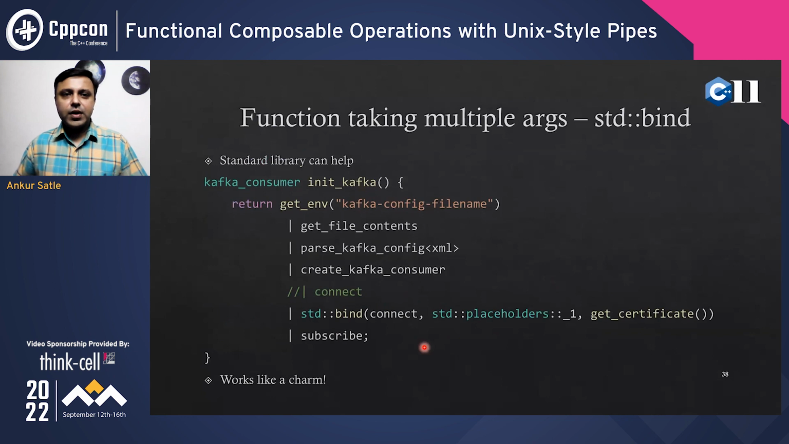All right. So function taking multiple arguments. You could also use Std Bind. As you see here, Std Bind takes the connect function, says that the first placeholder is where you pass the past argument, and get certificate is what you bind to as the second argument. That's good enough. Works very well.